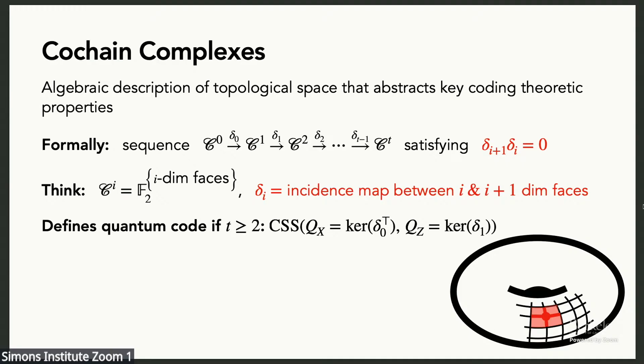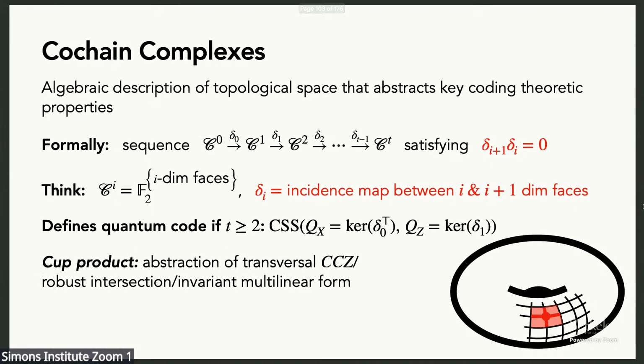Such a cochain complex of dimension at least 2 will always define a CSS code, where we set QZ to be the kernel of delta 1 and QX to be the kernel of delta 0 transpose. The CSS orthogonality condition is actually equivalent to the cochain complex condition that delta 1 delta 0 equals 0. So the cup product is the final missing piece here. It's an operation on cochain complexes that abstracts out transversal CCZ.